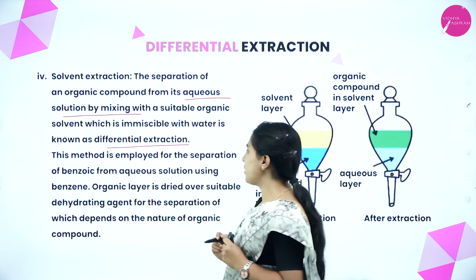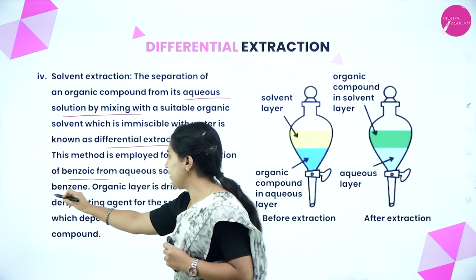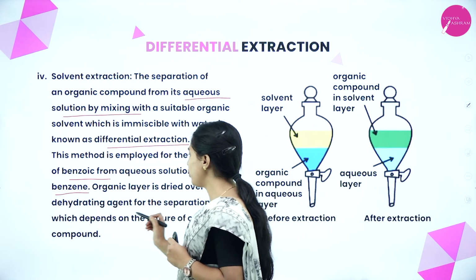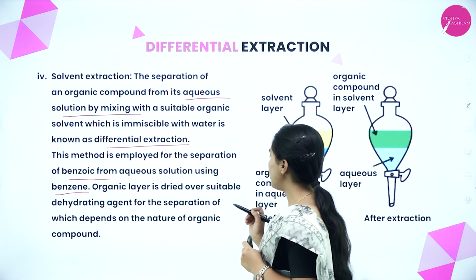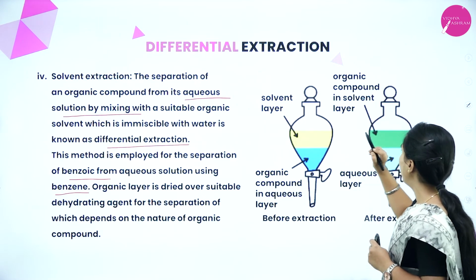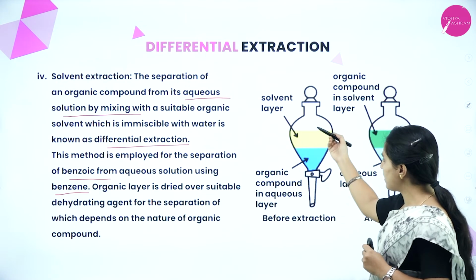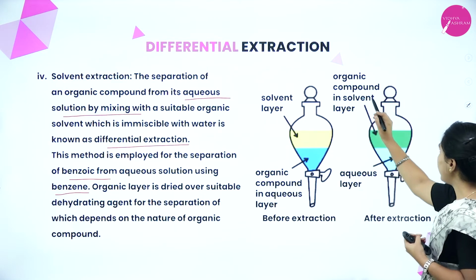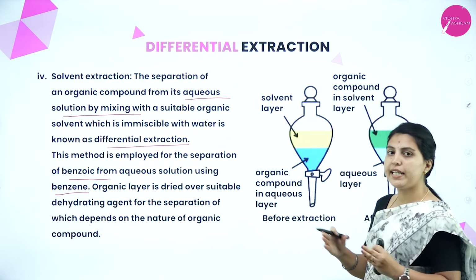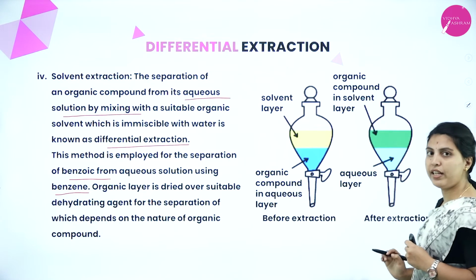This method is employed for the separation of benzoic acid from aqueous solution using benzene. The organic layer is dried over a suitable dehydrating agent, which depends on the nature of the organic compound. See here, this is a separating funnel. The organic compound present in the aqueous layer moves into the solvent layer, and the color changes. The water layer gets separated and the compound is present in the solvent layer. This is before extraction and this is after extraction.